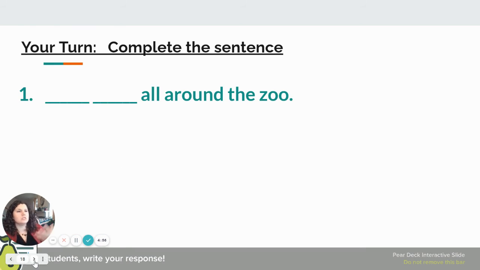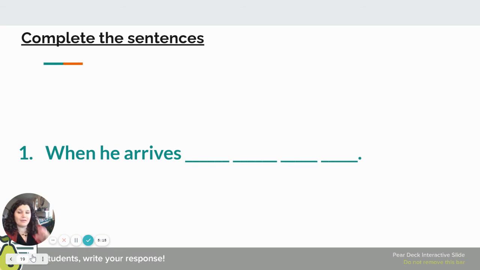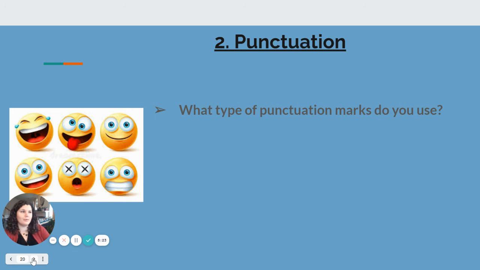So what I wanted you to do is to think about what's happening all around the zoo. Can you complete this sentence? In your assignment, you're going to be asked to complete the sentence. So here was a practice, blank, blank, blank, all around the zoo. What's going on all around the zoo? And then when he arrives, what does he do? Where is he? You decide. This is the fun part. This is the frustrating part for some people.